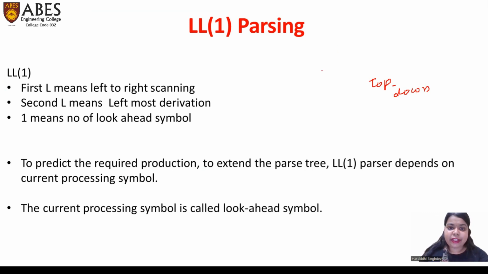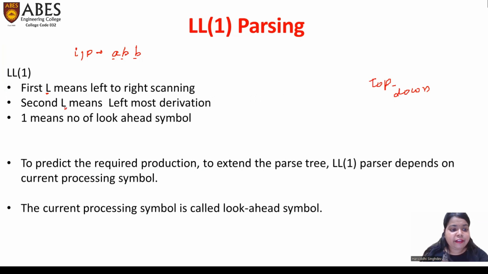Here, specifically, two L's are mentioned. The first L signifies that we scan the input symbol, or the input given to us, from left to right. For example, if we have an input like abb, provided to us for the parsing, we scan from left to right. That is, first we see the a, after that small b, followed by small b. So the first L signifies that we scan the input from left to right.